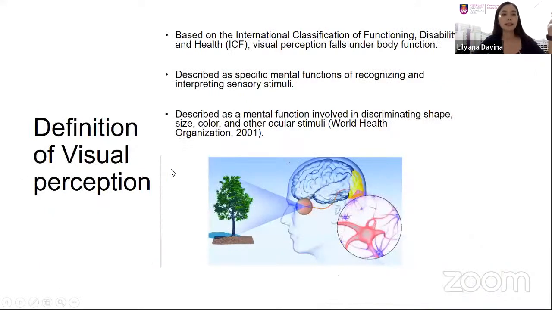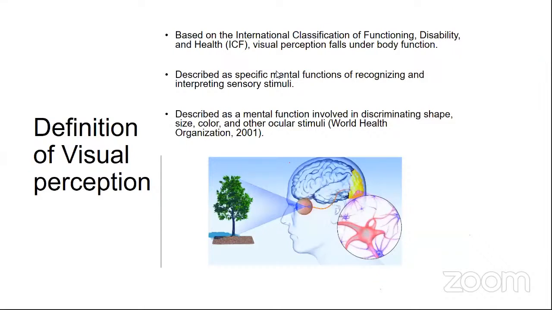So we go to the definition of MVPT-4, visual perception. Okay, I'll explain the definition based on the author of the assessment lah. Okay, so based on him, visual perception according to ICF falls under body function. Okay, it is described in ICF that visual perception is a specific mental function of recognizing and interpreting sensory stimuli. According to WHO, this mental function is involved in discriminating shape, size, color, and other ocular stimuli.